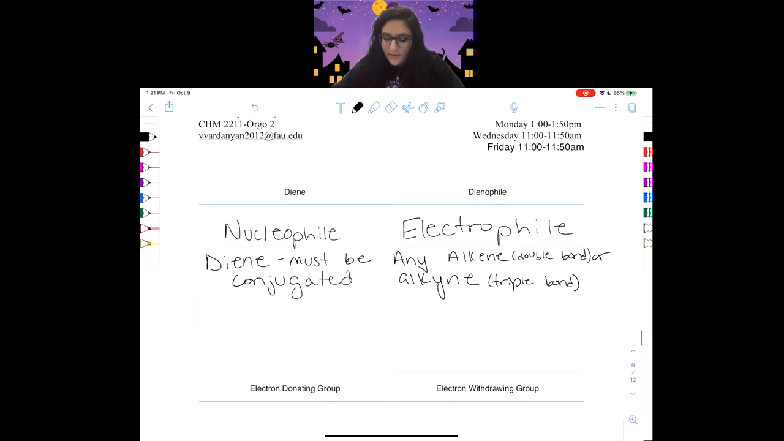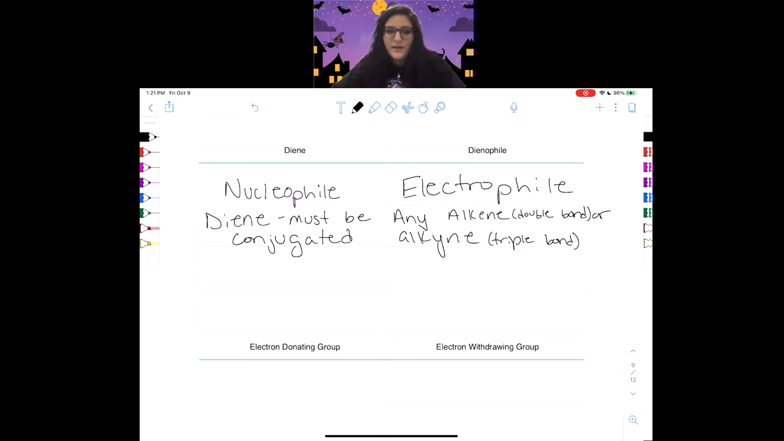So another thing that's important to know, and you can make sense of it, but it's one of those things you just kind of have to remember. So the diene always has to be in S-cis conformation.